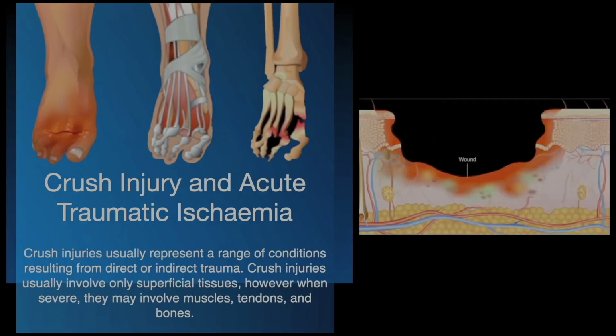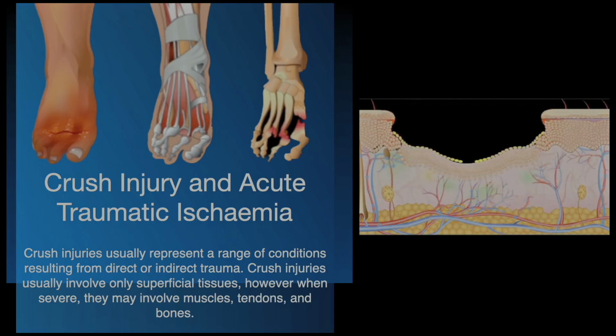Crash injuries usually represent a range of conditions resulting from direct or indirect trauma. Crash injuries usually involve only superficial tissues, however, when severe, may involve muscles, tendons, and even bone.